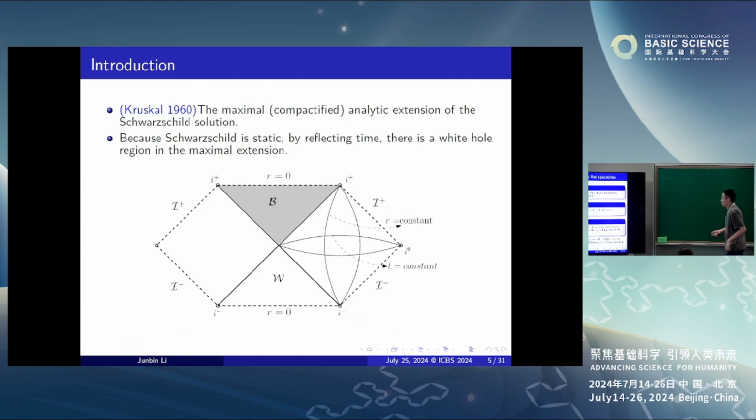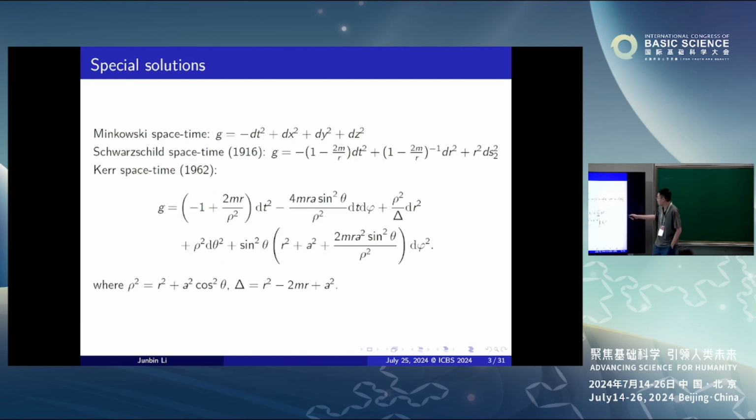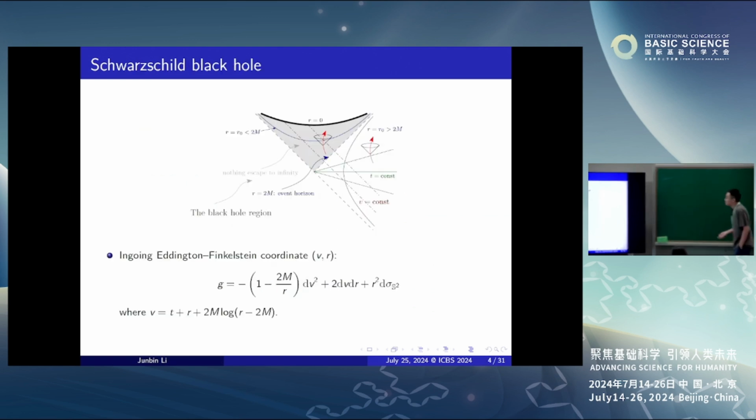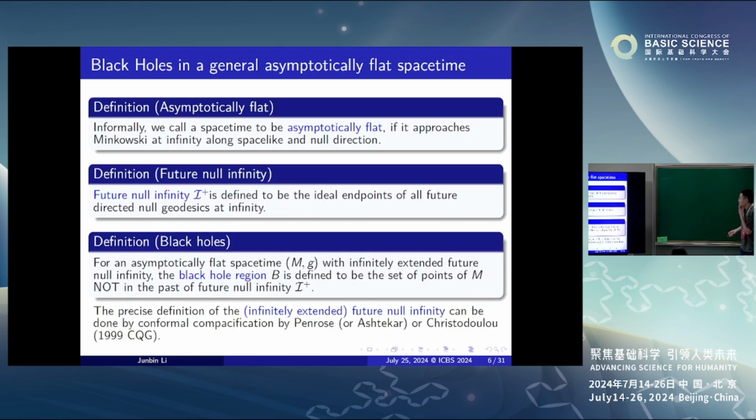So this is true in Minkowski. This is true in Schwarzschild because you just need to let r tend to infinity, and then you can see this is just the Minkowski metric. So it is asymptotically flat, in space and null directions, but not timelike directions.